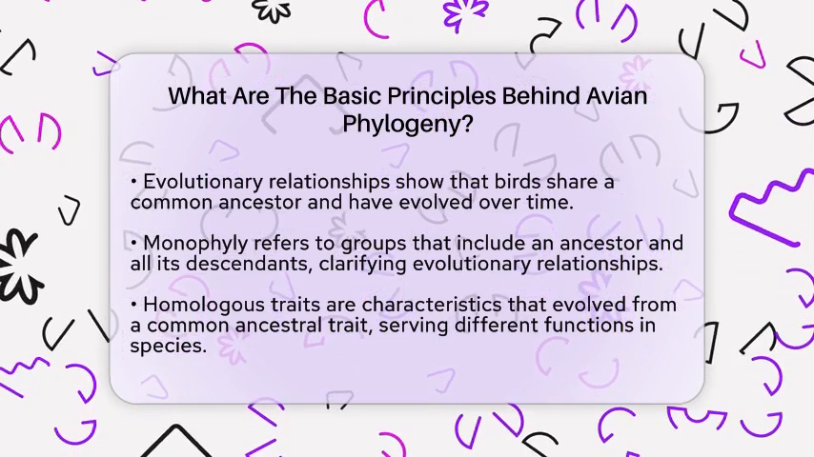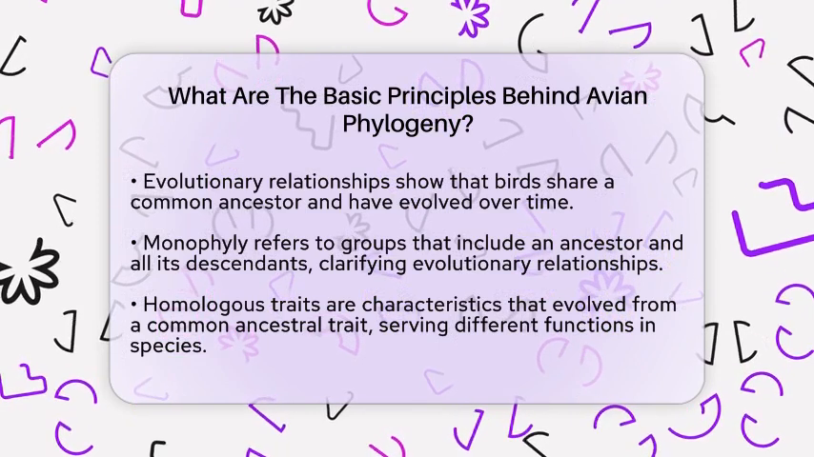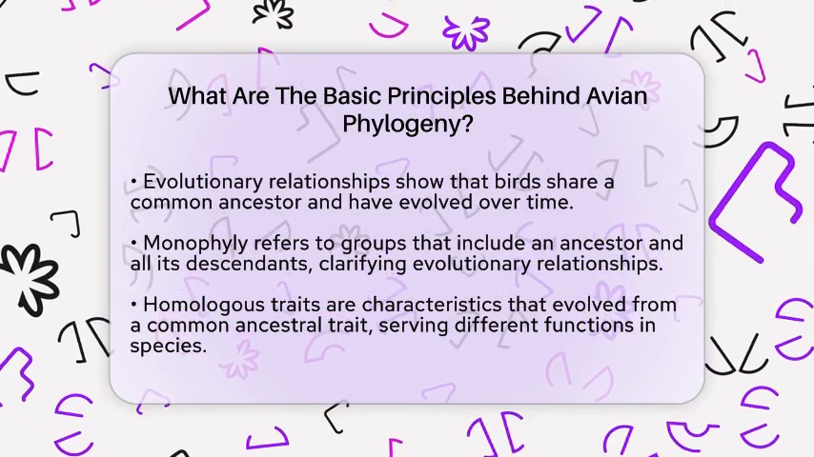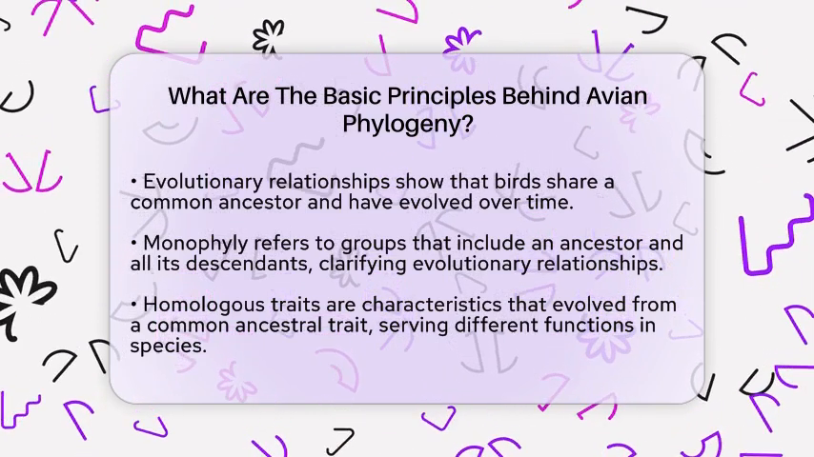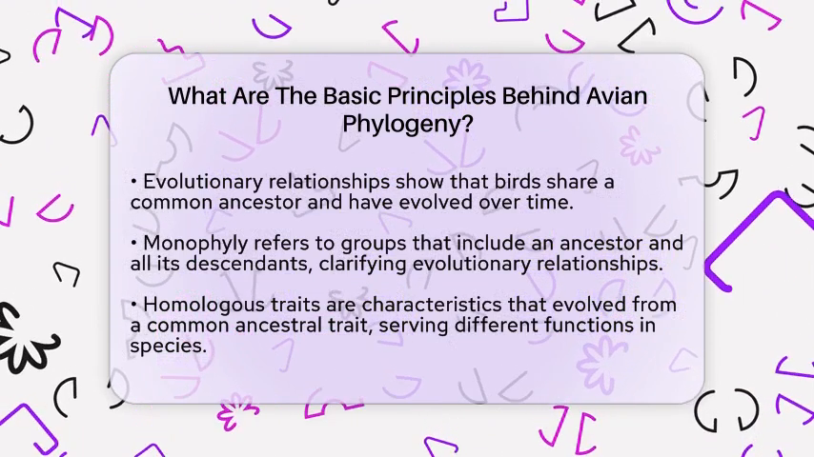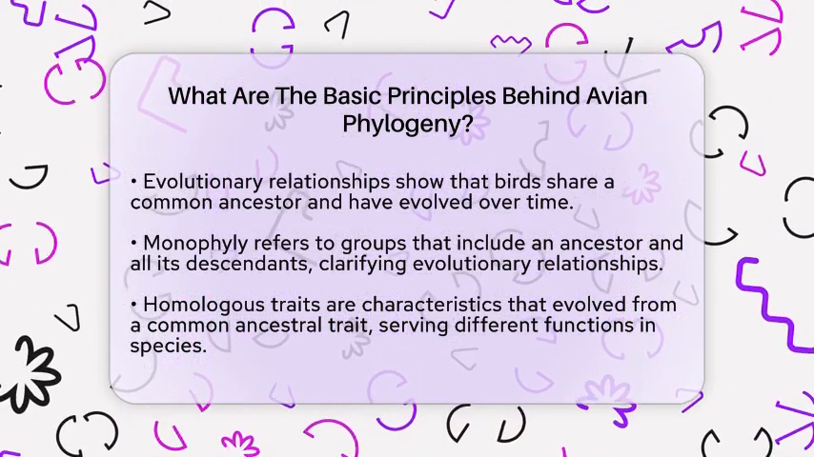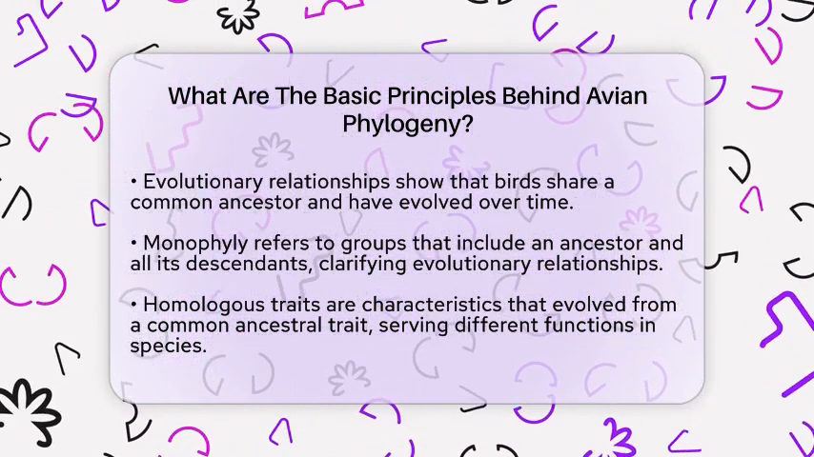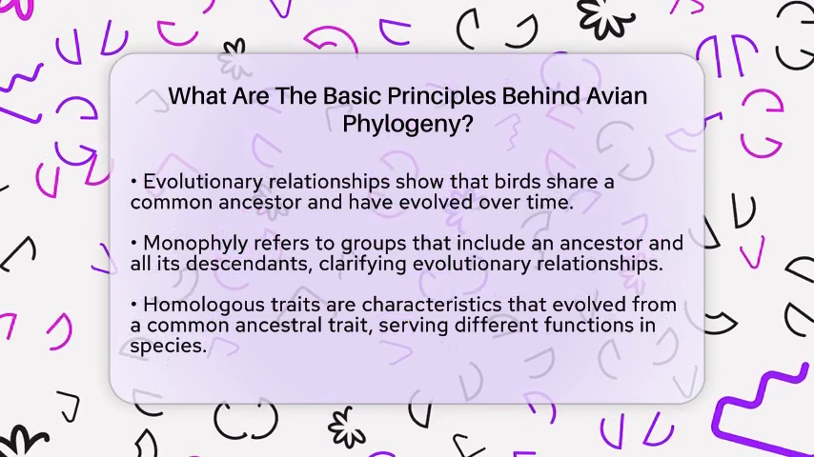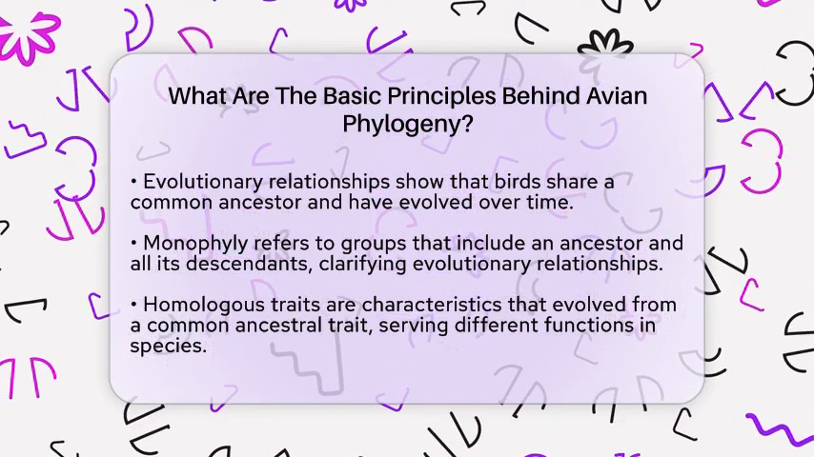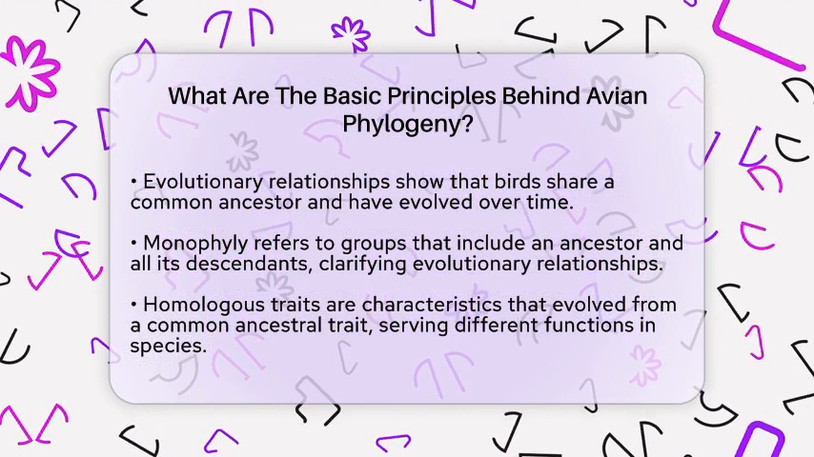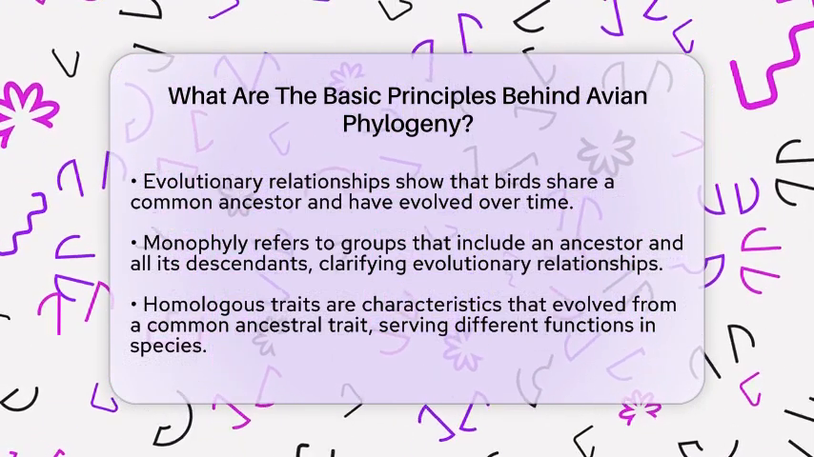Homology is also significant in avian phylogeny. Homologous traits are characteristics that have evolved from a common ancestral trait, even if they serve different functions in various species. For instance, the wing of a bird and the forelimb of a mammal are homologous because they evolved from the same ancestral limb structure.